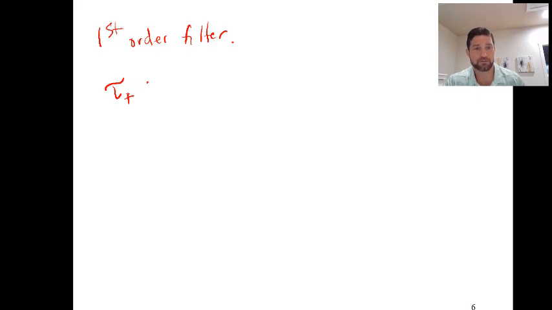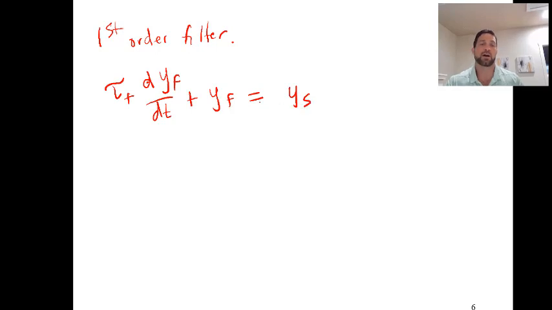First we need to know what the transfer function is for the filter. Typically filters use a first order process, so we're going to have a first order filter, and this is pretty common. The differential equation for a first order filter is tau f, the time constant, times dyf dt, the derivative of the filter function, plus the function itself, equals the gain multiplied by the input function, which is ys. For a filter, the gain is equal to 1, so we don't need to worry about the gain here.